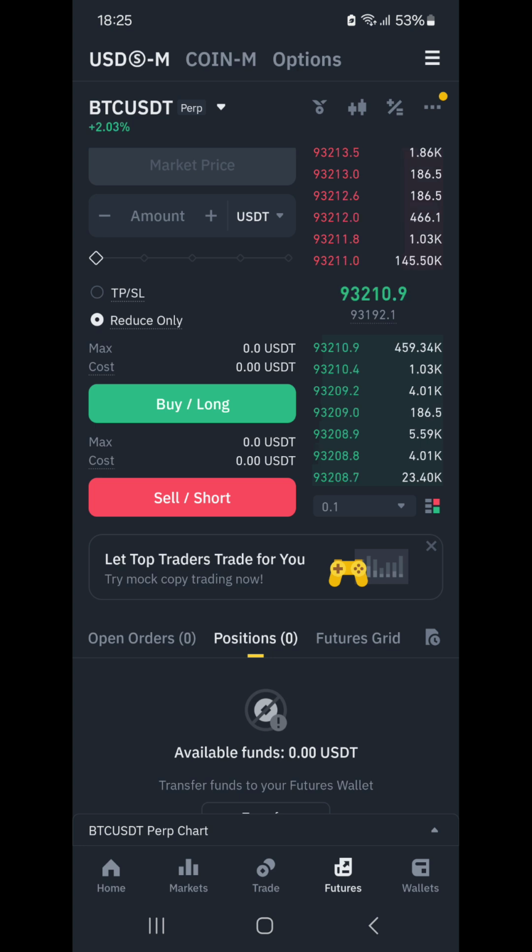Now, first, let's look at what is the last price. The last price is the price at which the most recent trade in the futures market occurred. Listen attentively to these key terms. The last price is the price at which the most recent trade in the futures market occurred.